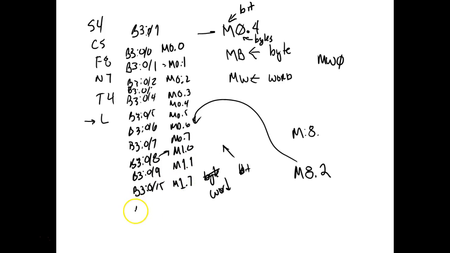M1.7. Then it goes to B3, and then they would have to go to the next word, and they'd go to 0. Well, I'm going to go to what? M2.0, because I'm working on the second word, right? You understand that? Which is a little different. So Siemens goes in bytes, right? You understand?